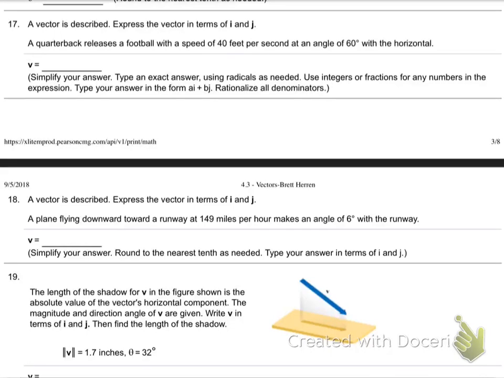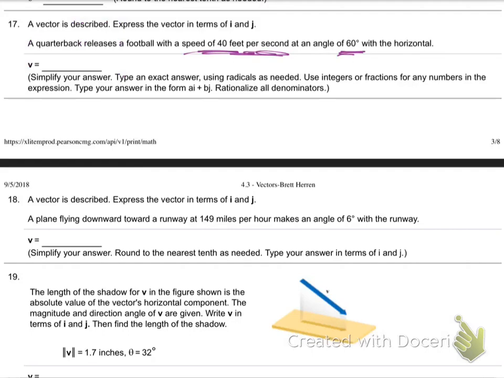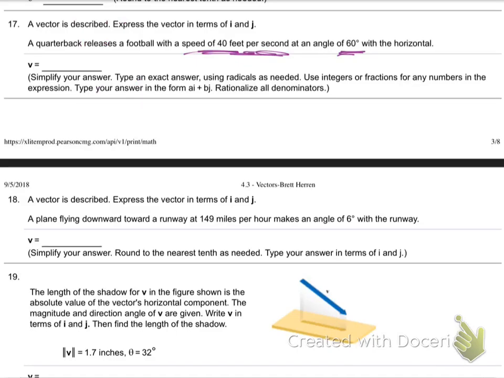So 17 says a vector is described, make it i and j. A quarterback releases the football with a speed of 40 feet per second, at an angle of 60 degrees with the horizontal. So let me write out what that's saying. Whoops, I hit the button there. So it's an angle, speed of 40, angle 60 degrees.